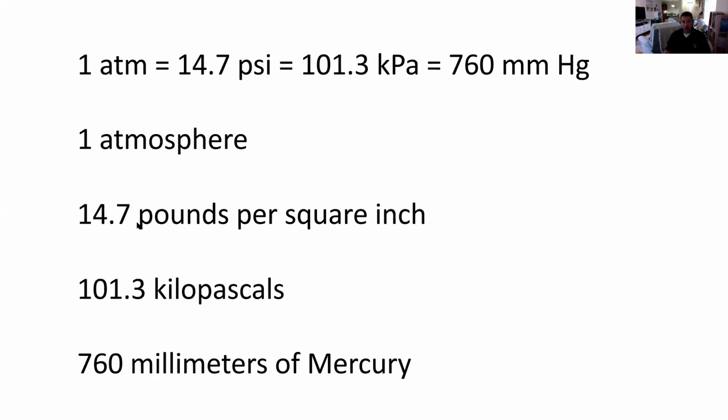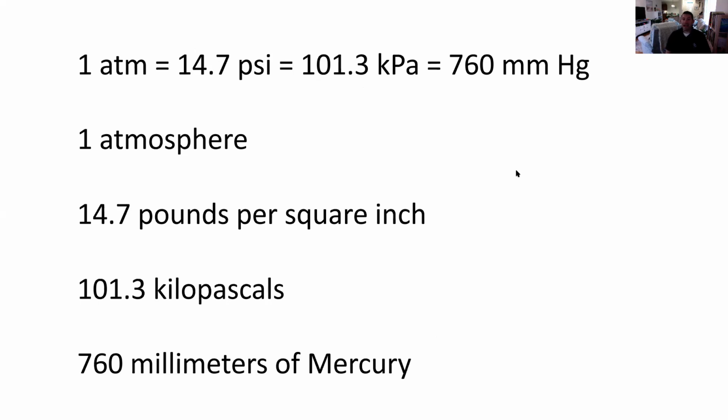Up here, these are equivalences. 1 ATM is equivalent to 14.7 psi, is equivalent to 101.3 kPa, is equivalent to 760 mmHg. They're all equal to each other. So 14.7 psi equals 760 mm of Hg.